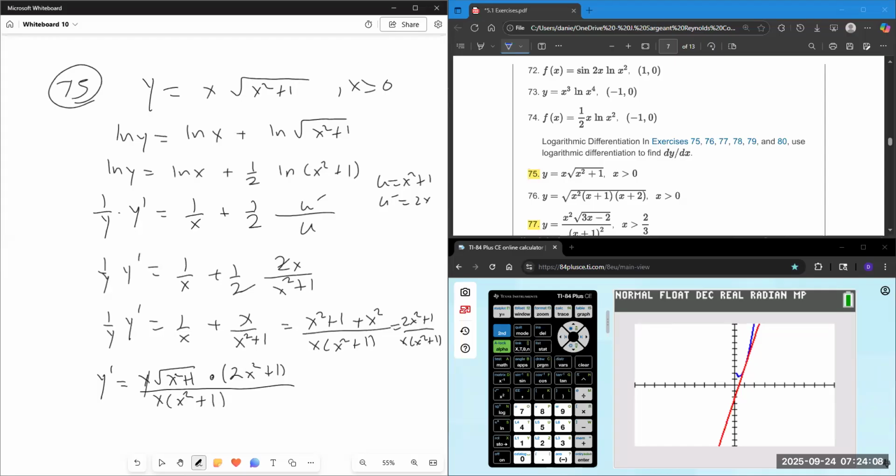So the x's will cancel, and then the square root will come out with the factor of 1 and leave me with a square root in the bottom. So this is 2x squared plus 1 over root x squared plus 1. So I've got 77.